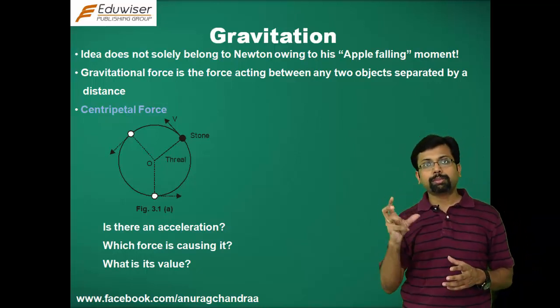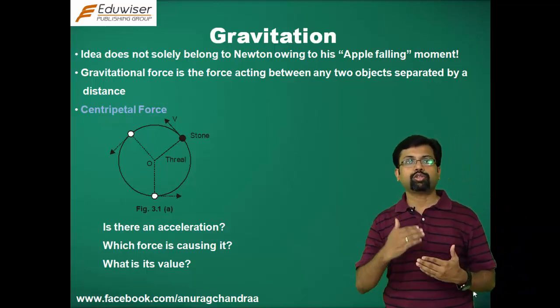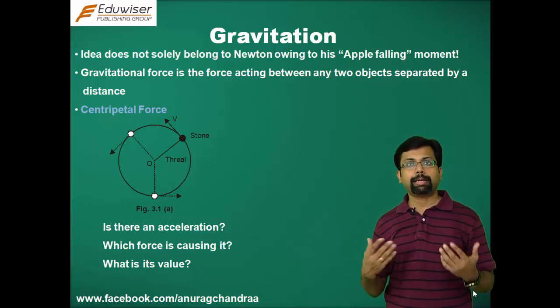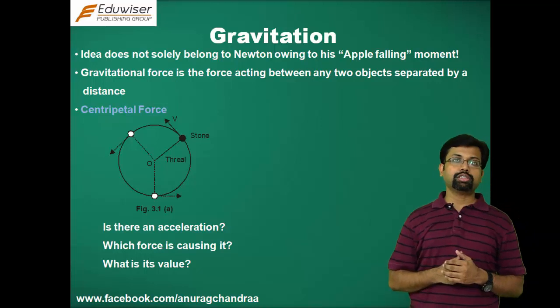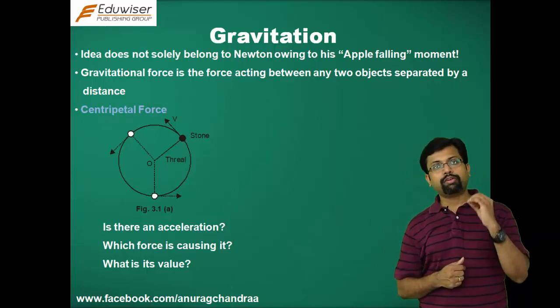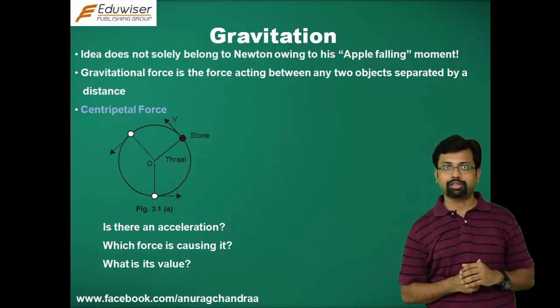Now, when the direction keeps changing, that means there is an acceleration, because acceleration is the rate of change of velocity, and if there is a change in velocity as time lapses, there would be acceleration. So, if there is an acceleration, what do you know from Newton's second law? From Newton's second law, we know that whenever there is an acceleration, there has to be a force that is causing that acceleration.